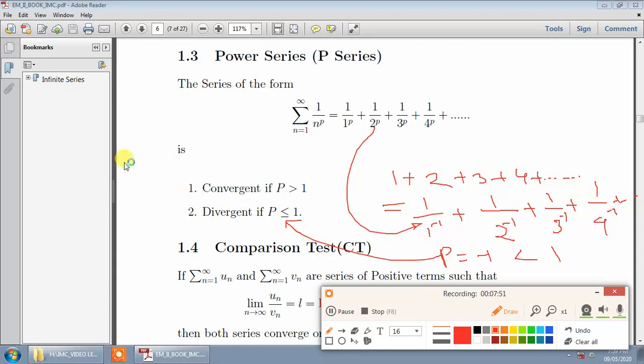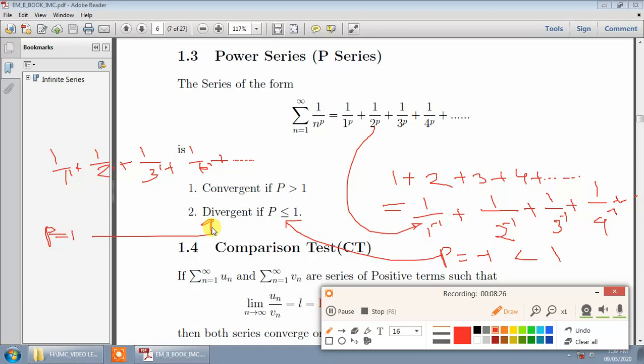Even we can have a P series like this: 1 upon 1 plus 1 upon 2 plus 1 upon 3 plus 1 upon 4 and so on. This is also a P series. How is it a P series? We can see that the power everywhere is 1, which is fixed, and the number is gradually increasing: 1, 2, 3, 4 and so on. So this is a P series with p equal to 1. And what do we get if p is equal to 1? A divergent series.